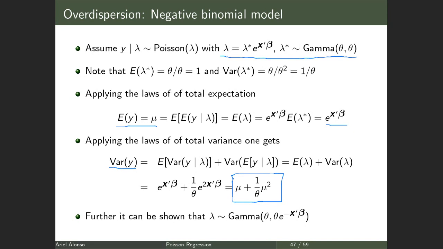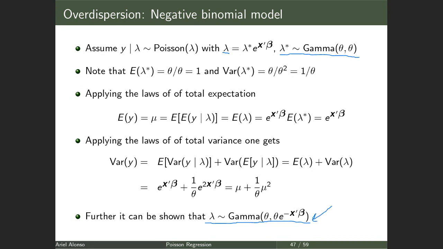Now, you can show further that if lambda aster follows this gamma distribution, then lambda is also going to have a gamma distribution with parameters theta and theta times the exponent of the linear predictor. You can show that. If lambda aster is a gamma with parameters theta, theta, then lambda will follow this distribution. Fine. What would now be the distribution of y, the marginal distribution of y?